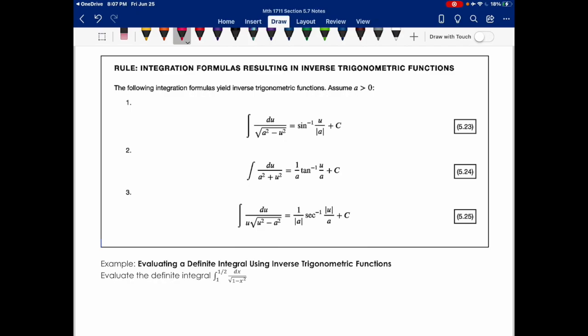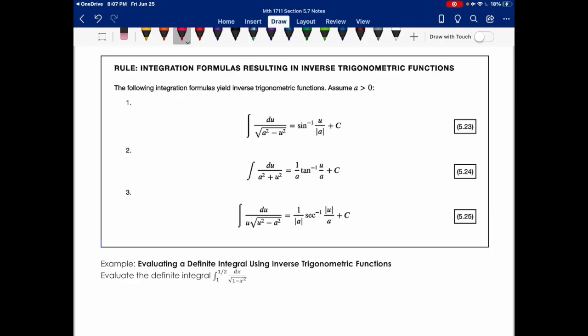In this section, we're going to focus on integrals that result in inverse trig functions. We've worked with these functions before when we were finding derivatives. Back in chapter 3, we had our inverse trig functions and we found their derivatives. Now we're going to work backwards, where we have the derivatives and we're going to find the inverse trig functions. If you see in this box here, the book only highlights 3 of the integrals.